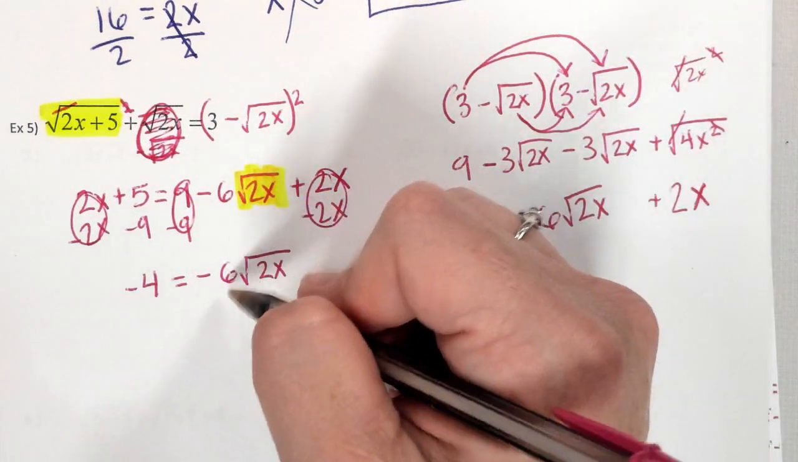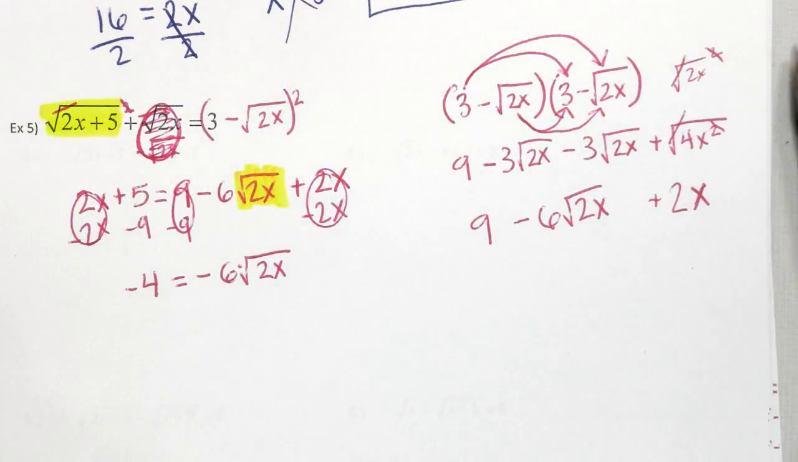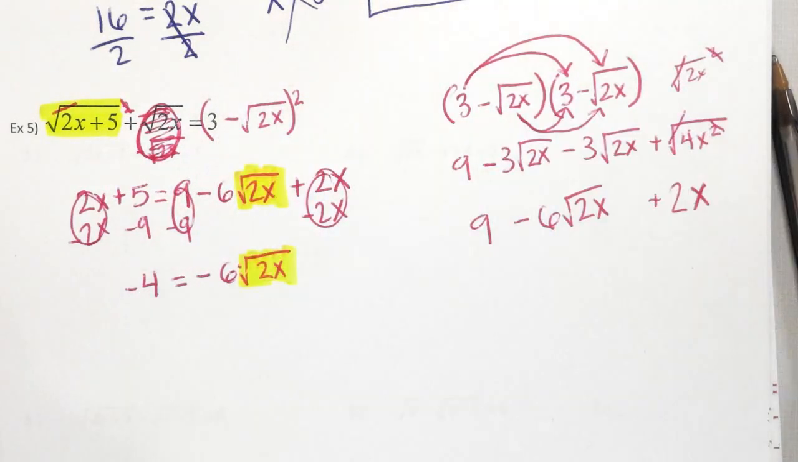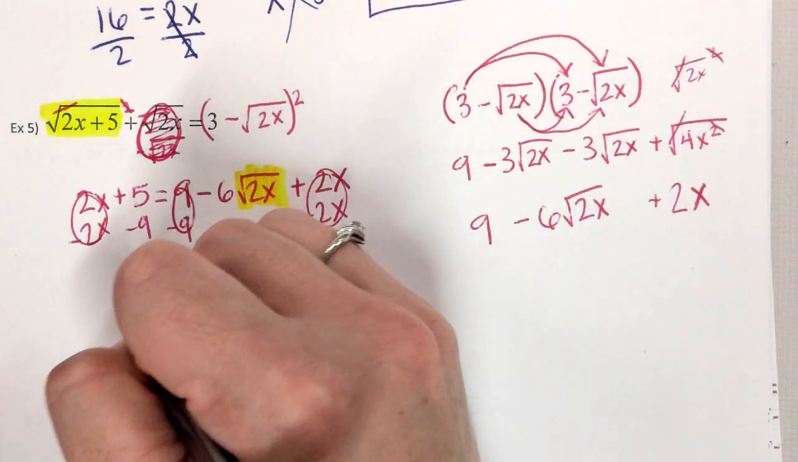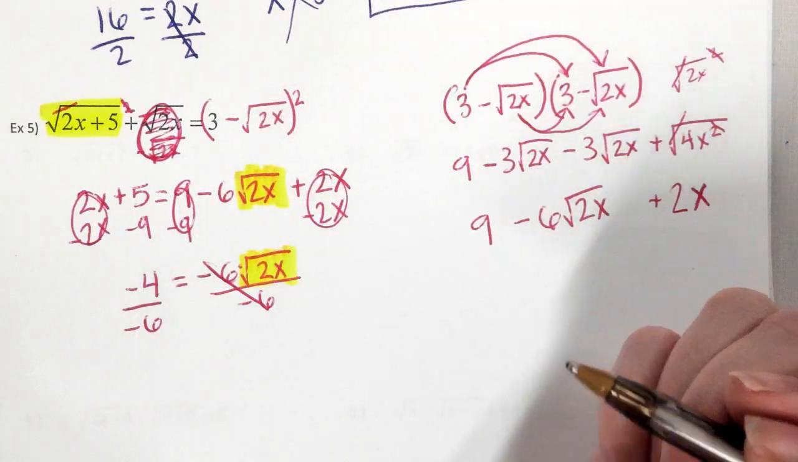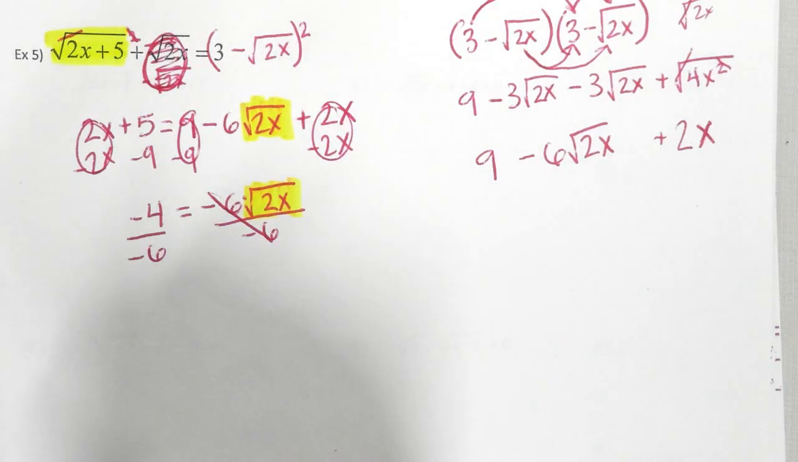Now I couldn't add the 6 because these are touching, which means multiplication. So how do I get rid of multiplication? Division. So what do I divide both sides by? Negative 6. So the negative 6 cancel. And what does this give me? Well, not a decimal. We don't want a decimal. We're going to leave it as a fraction.